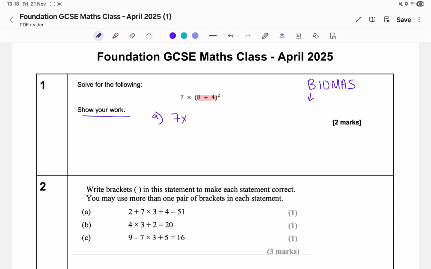So 7 times, I know 8 divided by 4 is 2. So we've done that bit. Next is indices. So the indices part is going to be this bit here. So I can see 7 times 2 squared is 4. And then the last is multiplication. 7 times 4 is 28. So my answer is just 28.